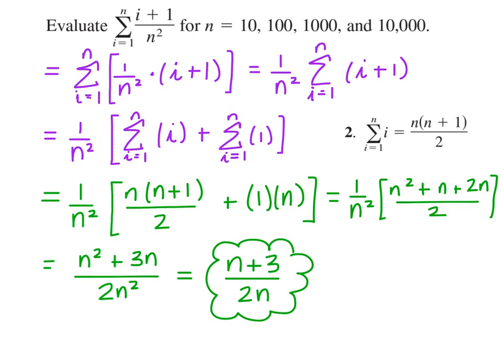So one step away from simplifying this. They all have an n in common. I take it out, so I'm left with n plus 3 over 2n. And what that enables me to do is plug in any value for n, whether it's 10, 100, 1,000, or 10,000.